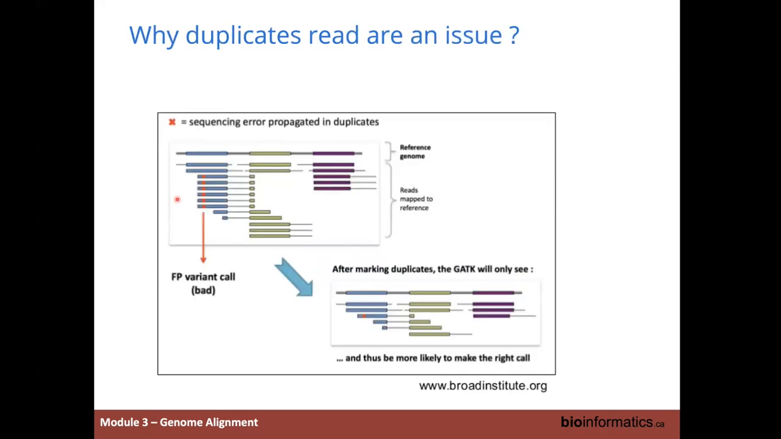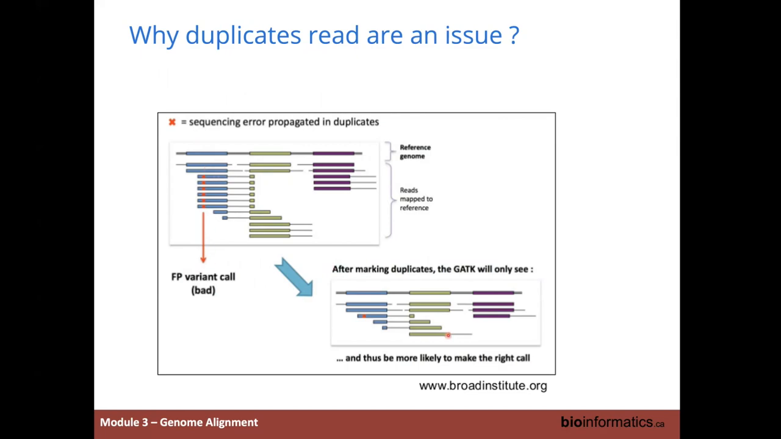So why is it important to look at duplicates? As I said, here is an example of what you can observe in your data. If I'm looking at this position, I will see, oh, I've got 6 pieces of evidence out of 8 that there's a difference between my reference and my sample. So I will probably call that a variant.